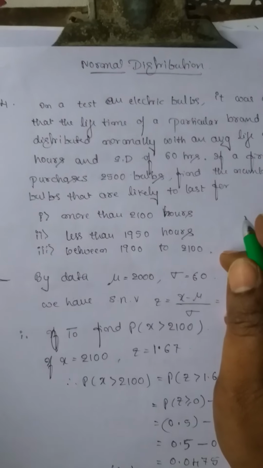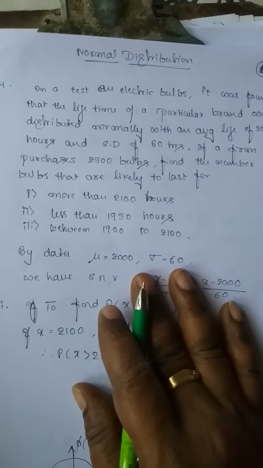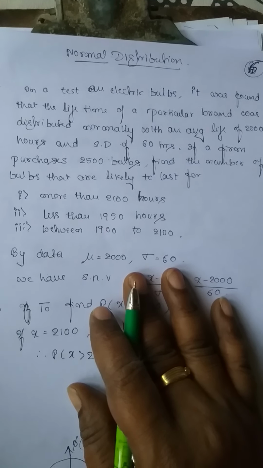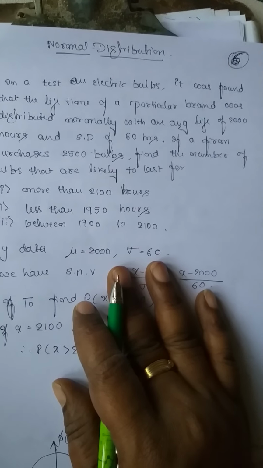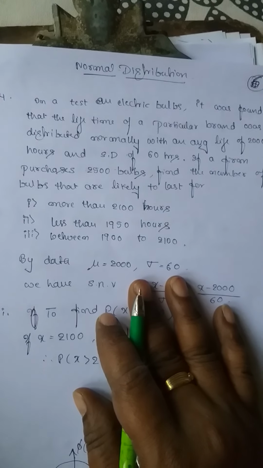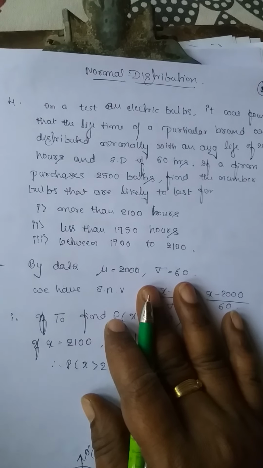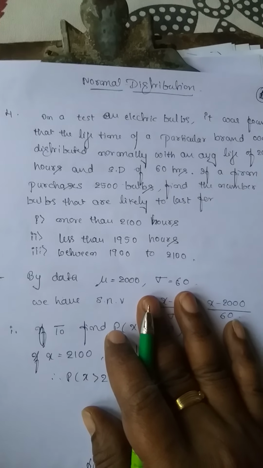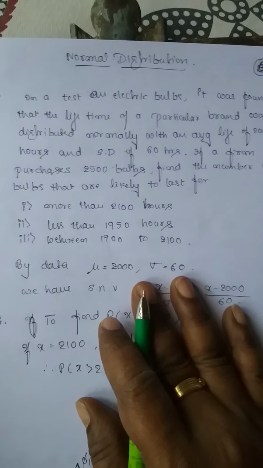Now, another problem, if you concentrate. In a test of electric bulbs, it was found that the lifetime of a particular brand was distributed normally. They had given specifically a normal distribution with an average life of 2000 hours and standard deviation of 60 hours. If a firm purchases 2500 bulbs, find the number of bulbs that are likely to last for more than 2100 hours, less than 1950 hours, and between 1900 hours and 2100 hours.